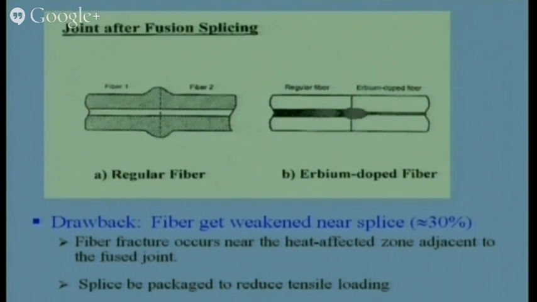So the drawback: the fiber gets weakened near the splice, maybe by 30% or more. As a result, the fiber may fracture near the splice, because it loses its strength. It is not very strong at the joint. Normal fiber is very strong, but at the joint you have heated the material.